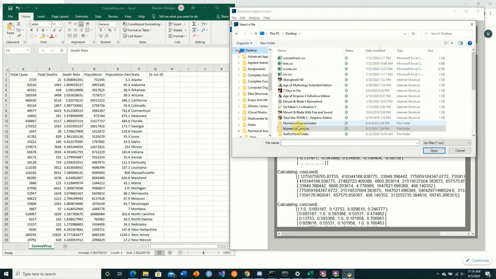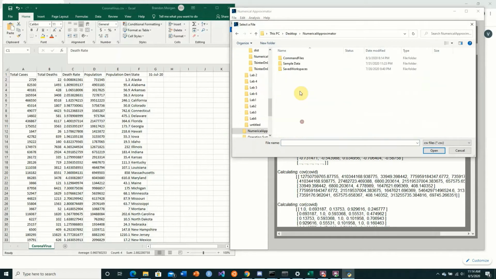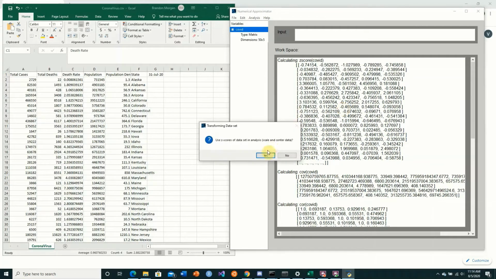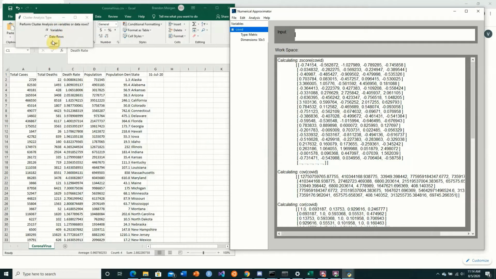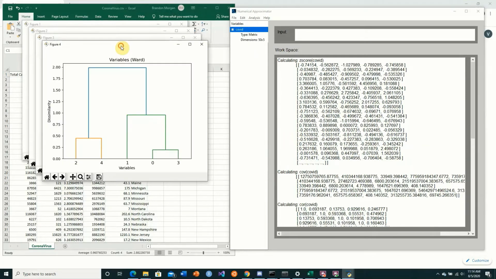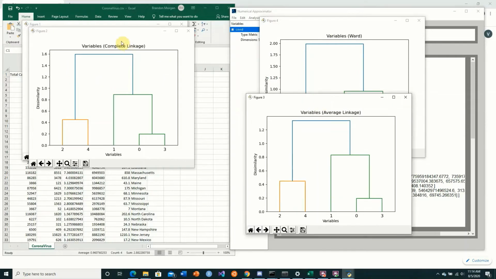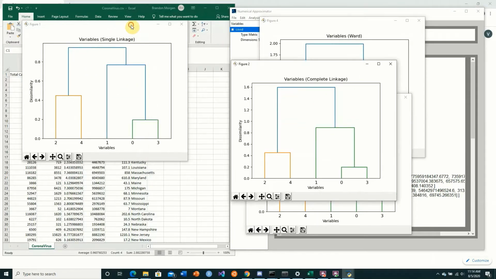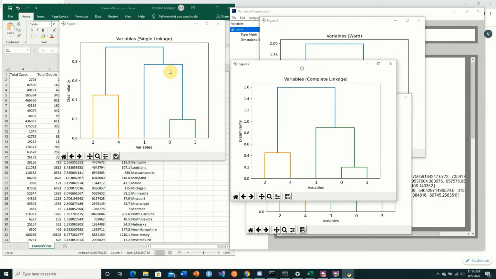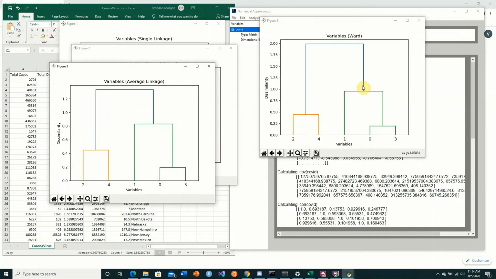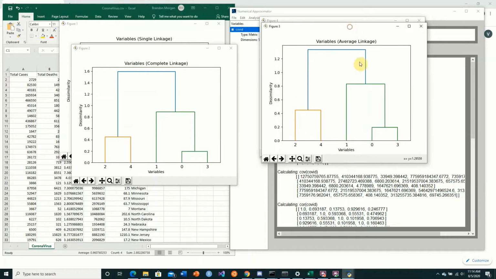Oh man, I picked the wrong one, didn't I? We will use the z-scores, perform on the variables. So we can see here that, let's take Ward's method first. The largest distance between two merged clusters appears to be this right here. So we would probably say two distinct clusters on the variables.